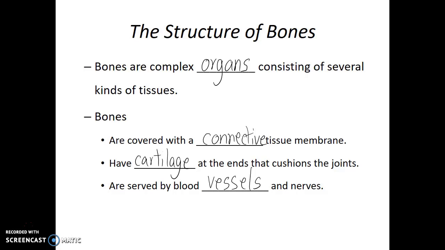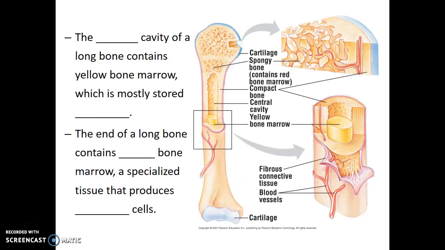When we look at the structure of a long bone, there is a central cavity, which is composed mostly of yellow bone marrow, which is primarily stored fat. But then at the ends of the long bones, we have these spongy regions, which contain red bone marrow. This is a specialized tissue that produces our blood cells.